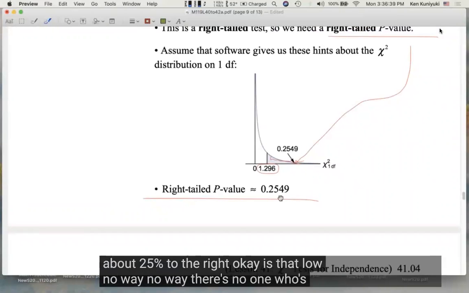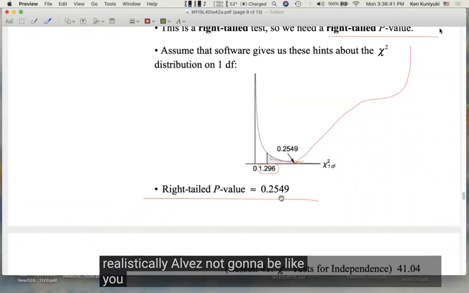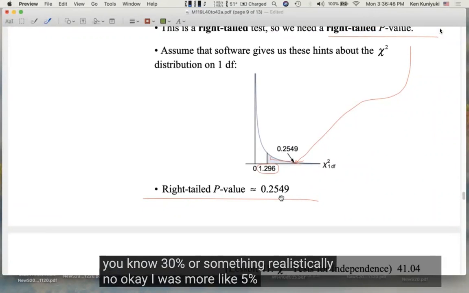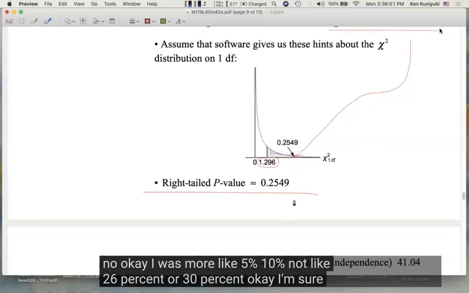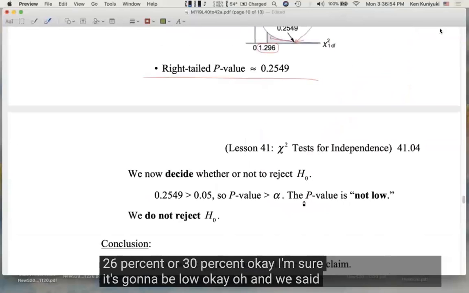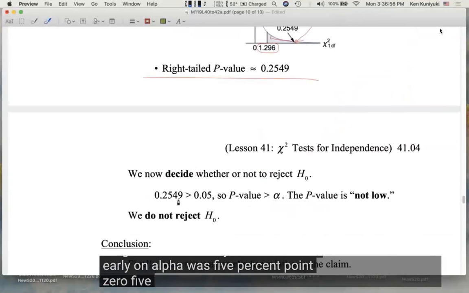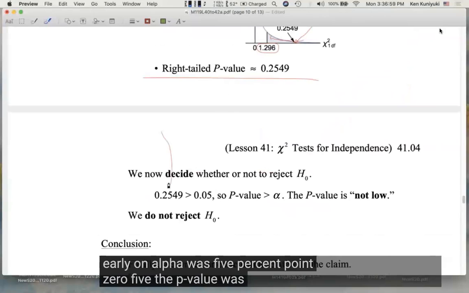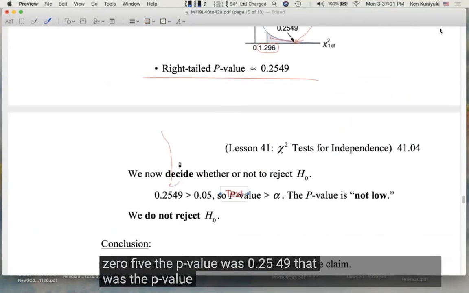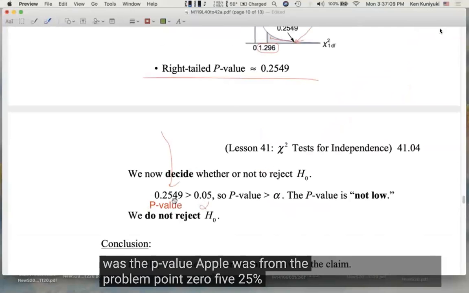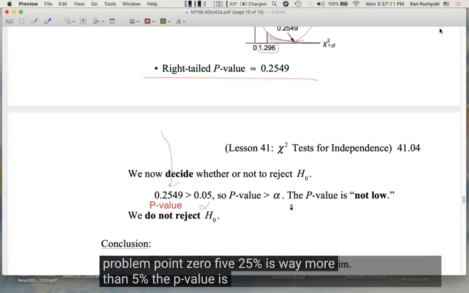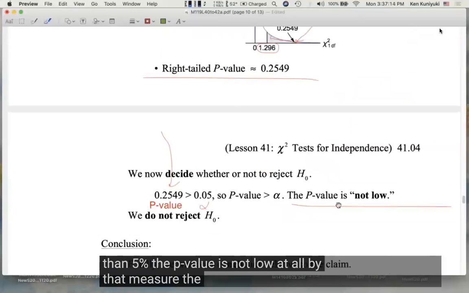Realistically, alpha's not going to be like 30% or something. Alpha's more like 5%, 10%, not like 26% or 30%. And we said early on alpha was 5%, 0.05. The p-value was 0.2549. Alpha was from the problem, 0.05. 25% is way more than 5%. The p-value is not low at all by that measure.